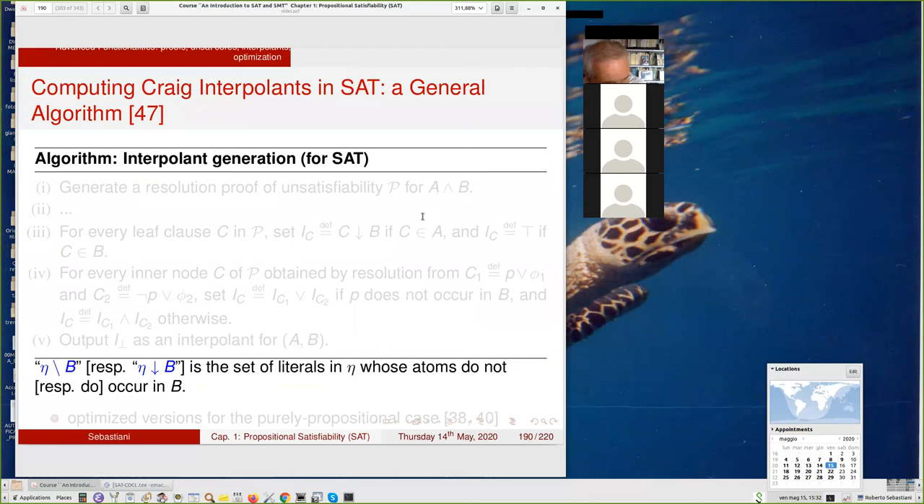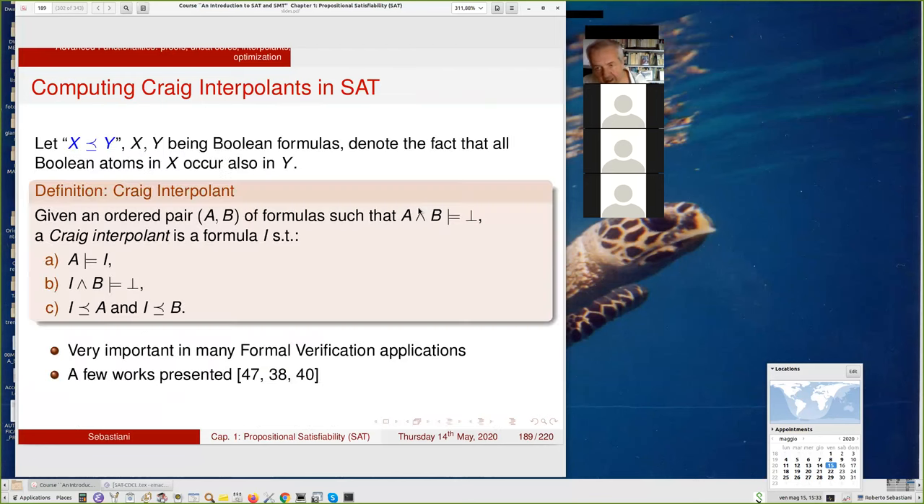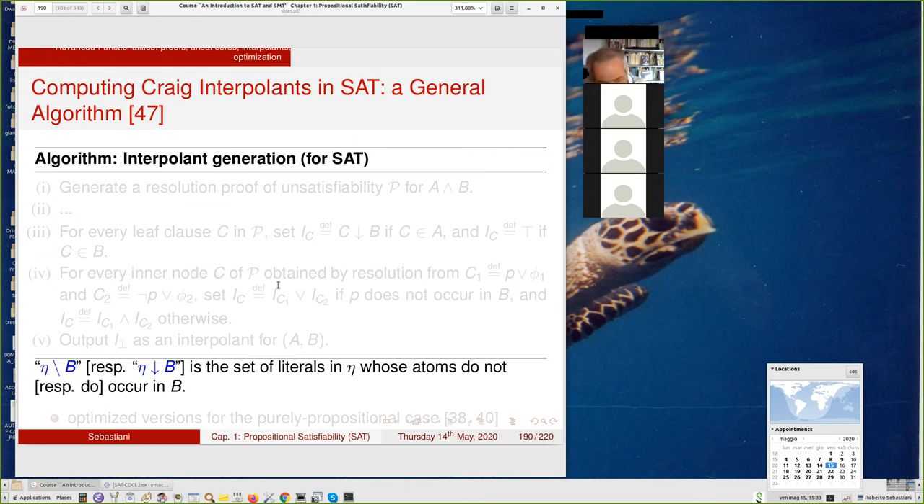So given the intuition, how can we solve it? Let me say that in general, the definition of Craig interpolant is not related only to Boolean logic. It's a much more general definition which may involve many other logics, much more sophisticated than Boolean logic. This is the restriction to Boolean logic. In fact, there is a general algorithm due to Pudlak from which we can build an interpolant from a resolution proof of unsatisfiability of A and B. So suppose A and B is unsat; you build a resolution proof of unsatisfiability, for instance running a SAT solver, and from that you can build an interpolant using this algorithm. So the first step is to produce a resolution proof of unsatisfiability of A and B.